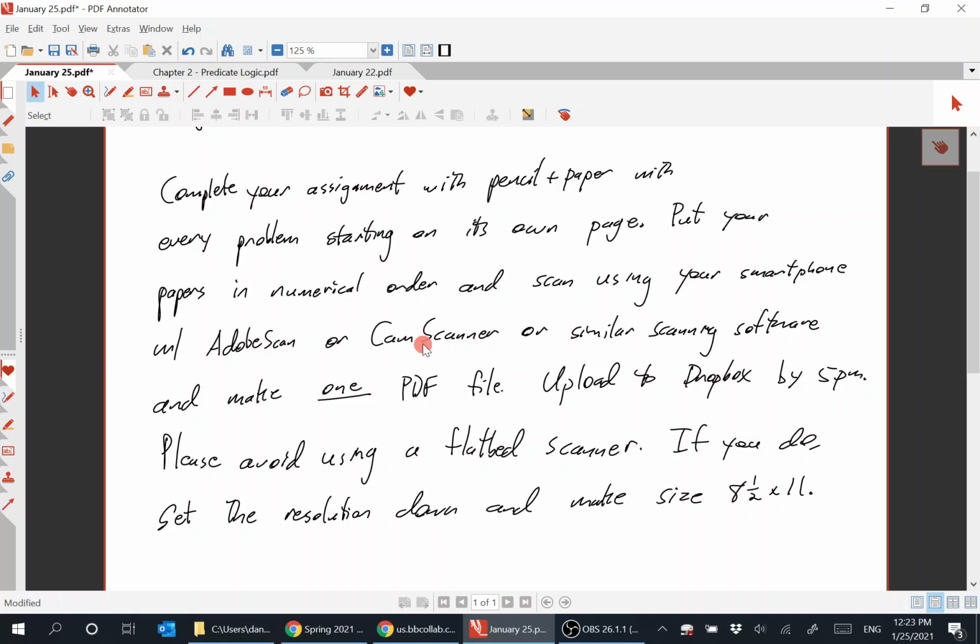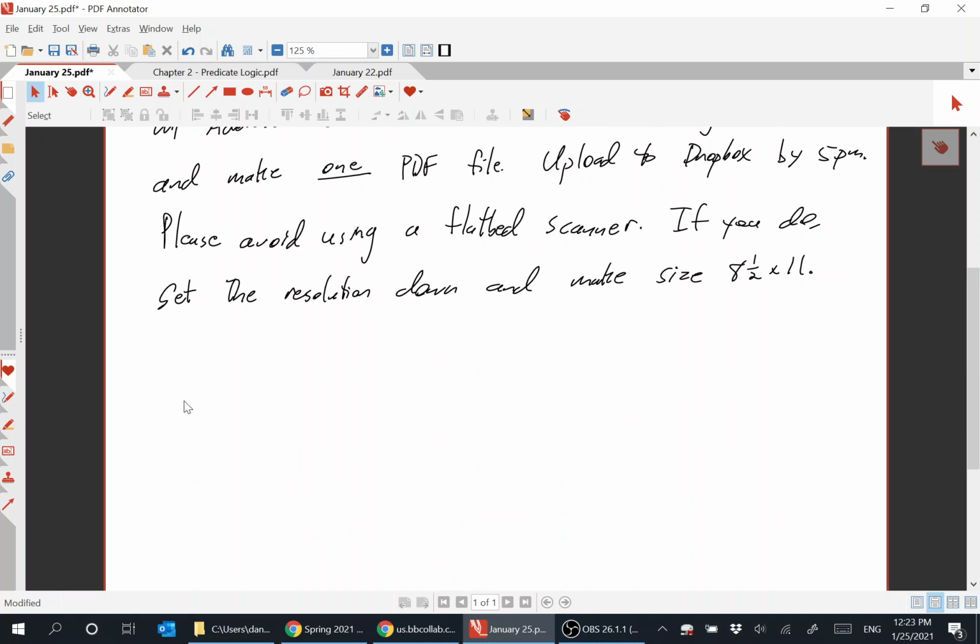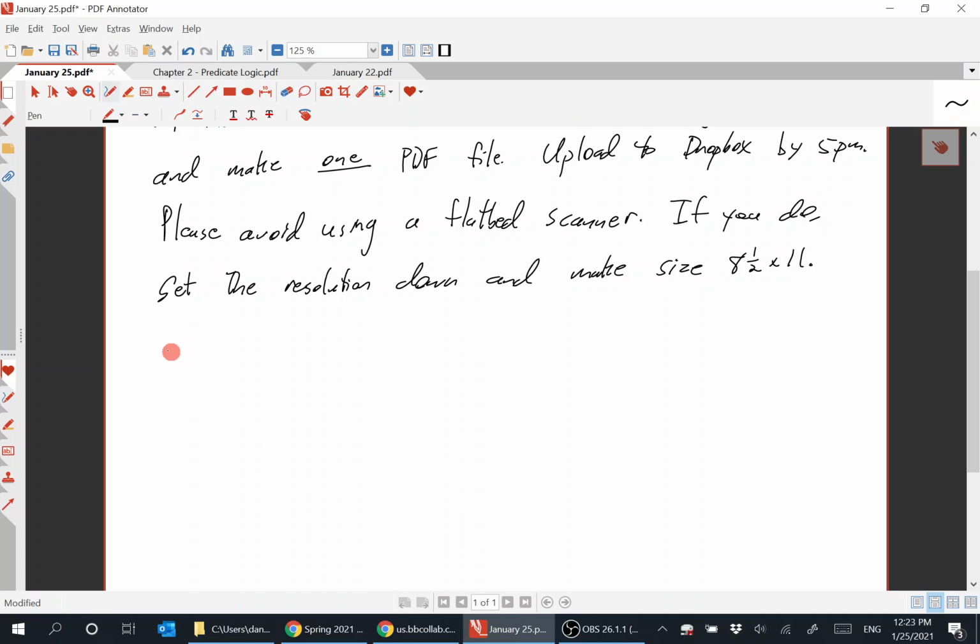These are free apps that you can get, and they both are pretty simple and work very well. Or I'm sure there's other similar ones out there. And if you do use a flatbed scanner, set the resolution down and set the size to 8.5 by 11. So I'll post solutions at 5 p.m.